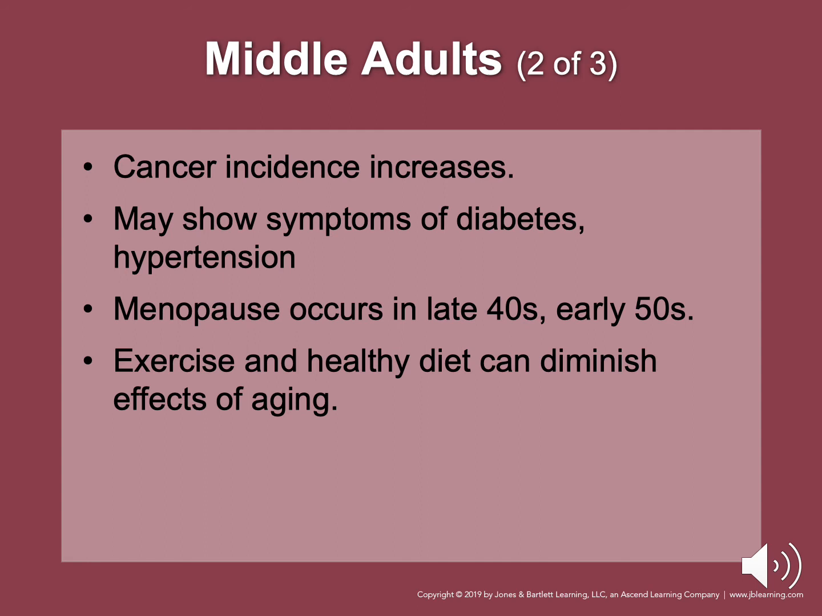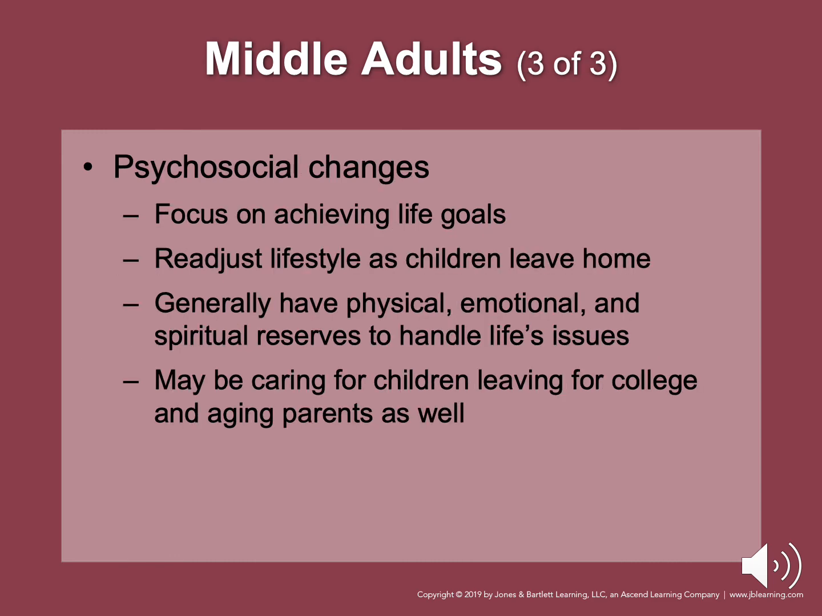Menopause takes place in the late 40s and early 50s. Exercise and a healthy diet can help diminish many of the effects of aging. So, unintentional injuries are still the leading cause of death. However, from ages 45 to 60, the leading cause of death is cancer.